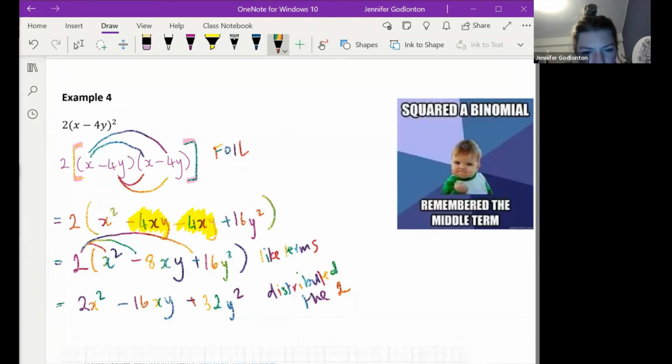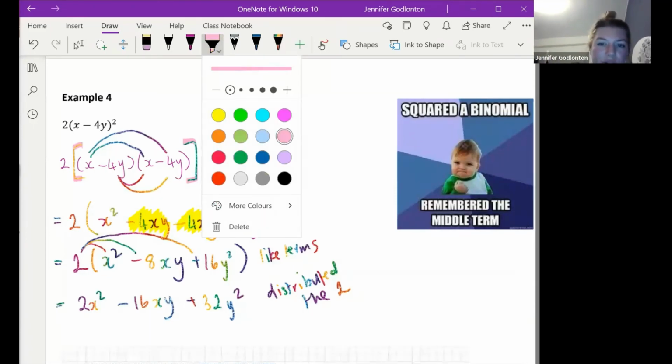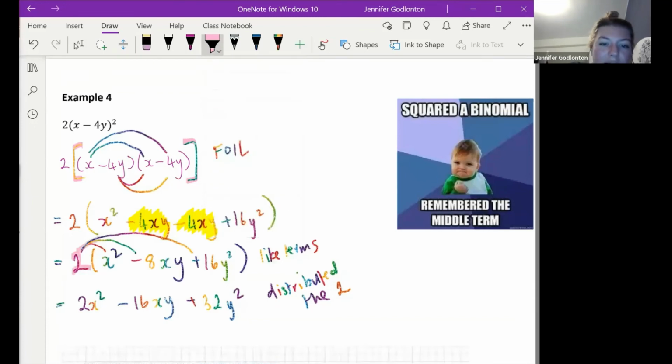Hello, ma'am. How did you get the positive 32y squared? Okay, so the positive 32 came from having this 2 over here, and I multiplied it by the 16y squared. So 2 times 16 gave me 32, and then my variable was y squared. Okay, thank you, ma'am.